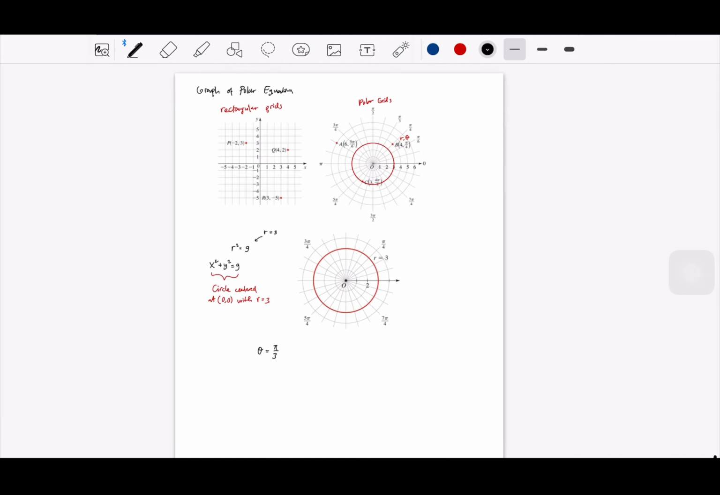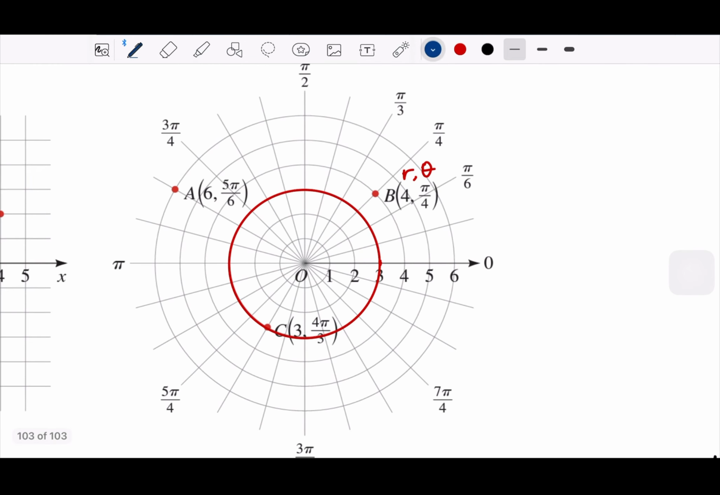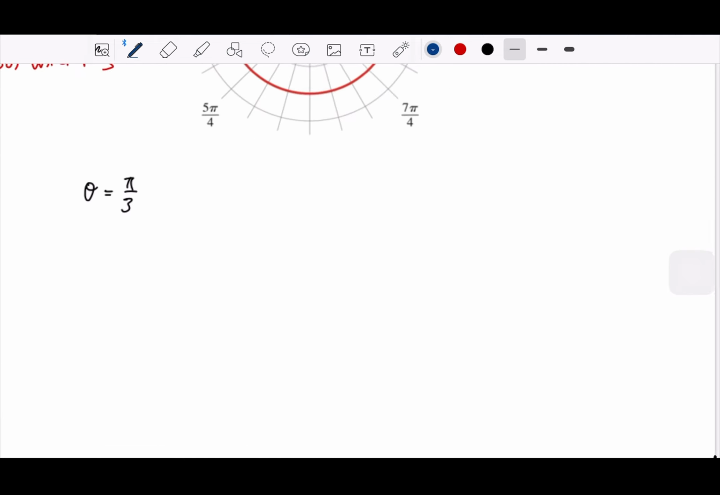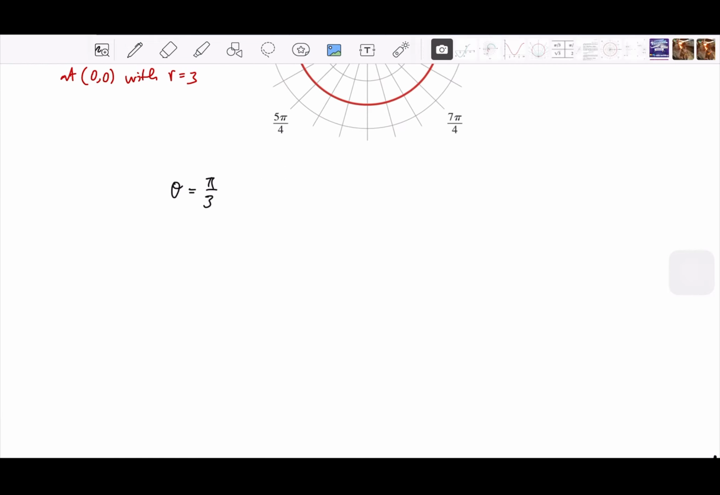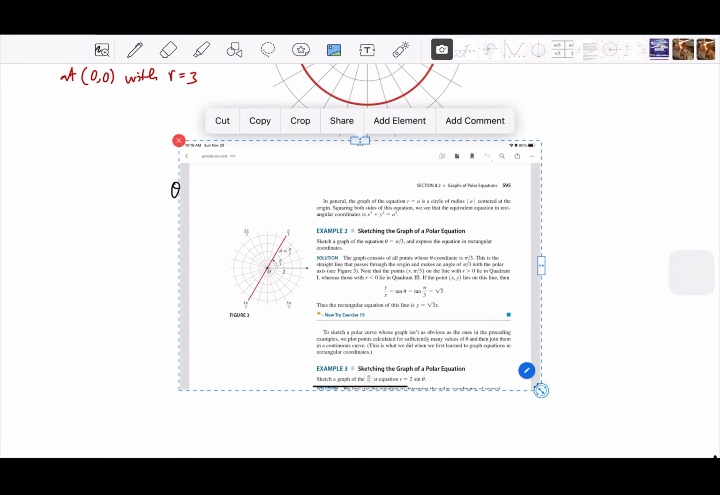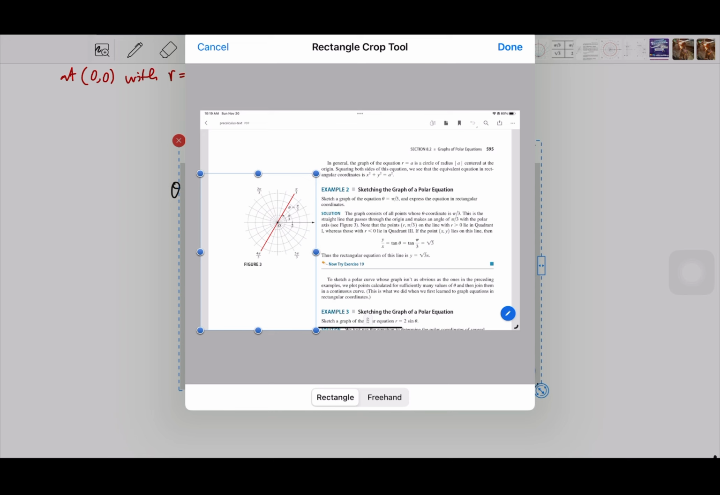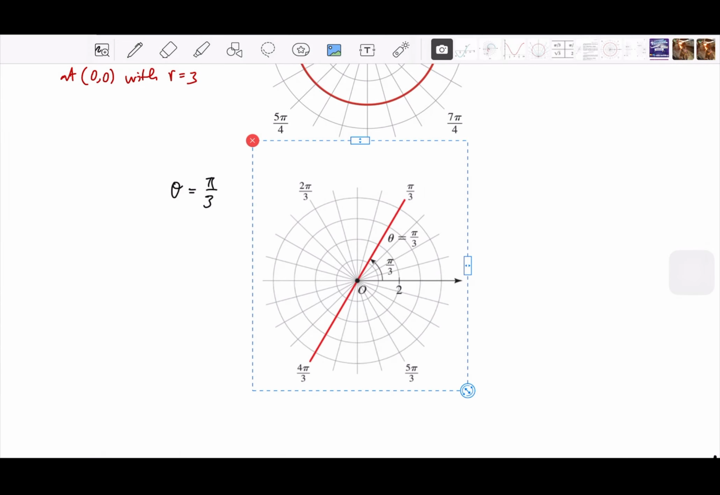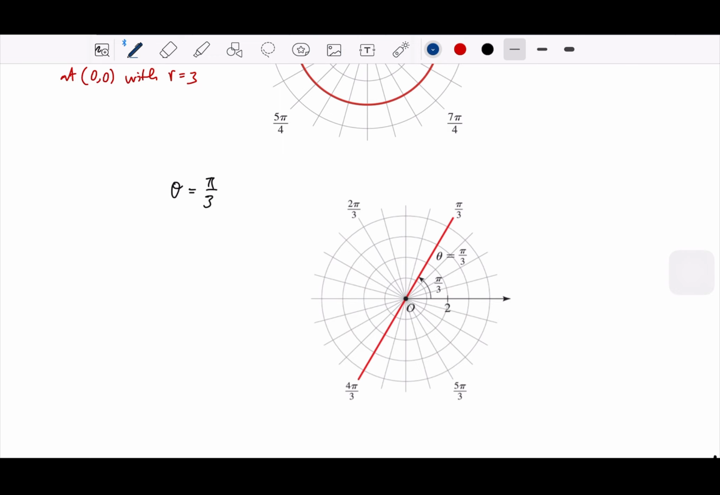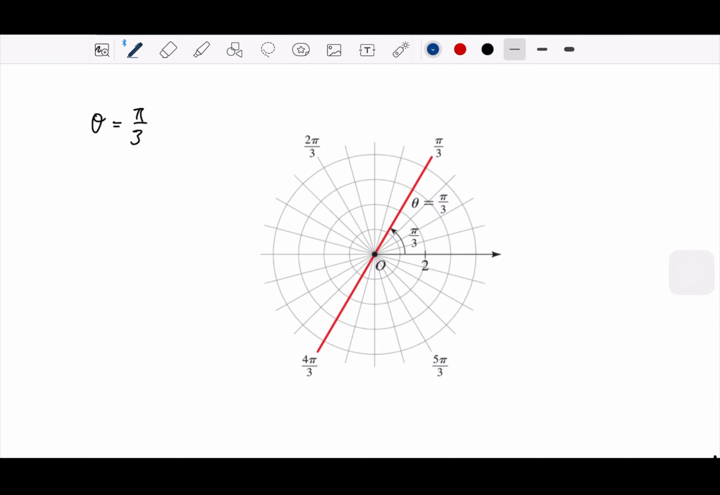Which means that if this is, let's say, pi over 3 here, we could have a really long line that goes through this grid. And this is the line theta equal pi over 3, okay? So we could draw this and give the description. Okay, so we have this line theta equal pi over 3.